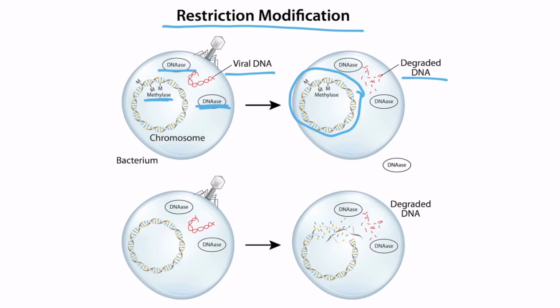Now let's talk about when this fails by looking at the bottom row. As you can see, there's no methylase here. So the DNAase will degrade the viral DNA, but will also degrade the bacterial DNA. The end result is degraded DNA all around, which you can see all through here. So the bacteria killed itself.